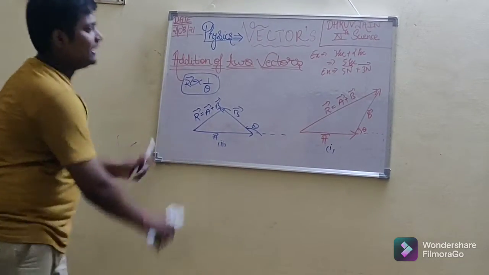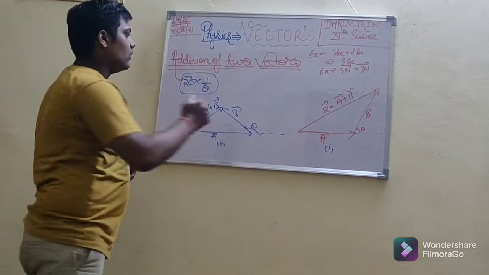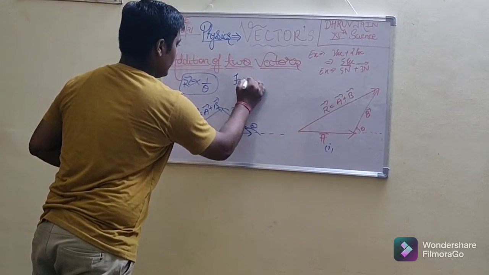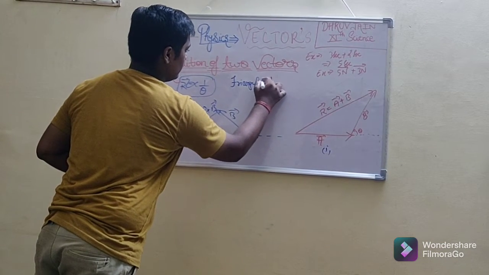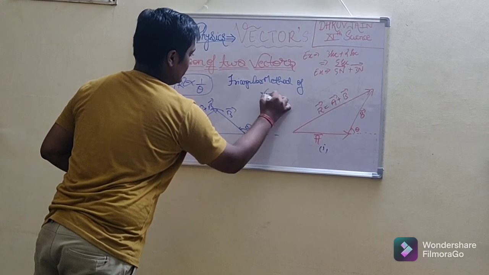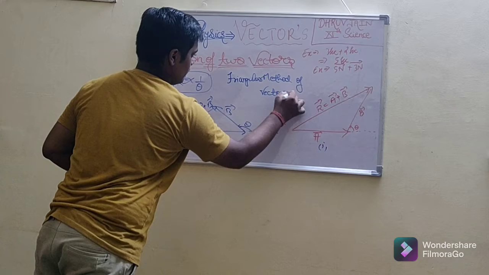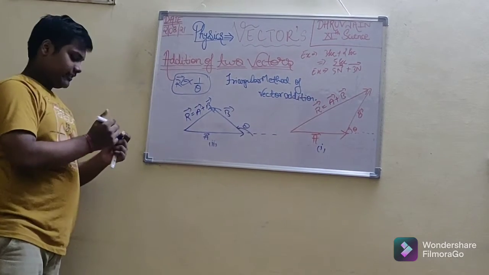Now this is basically the topic that I have explained. This is called the triangular method of vector addition. I hope you have understood this.